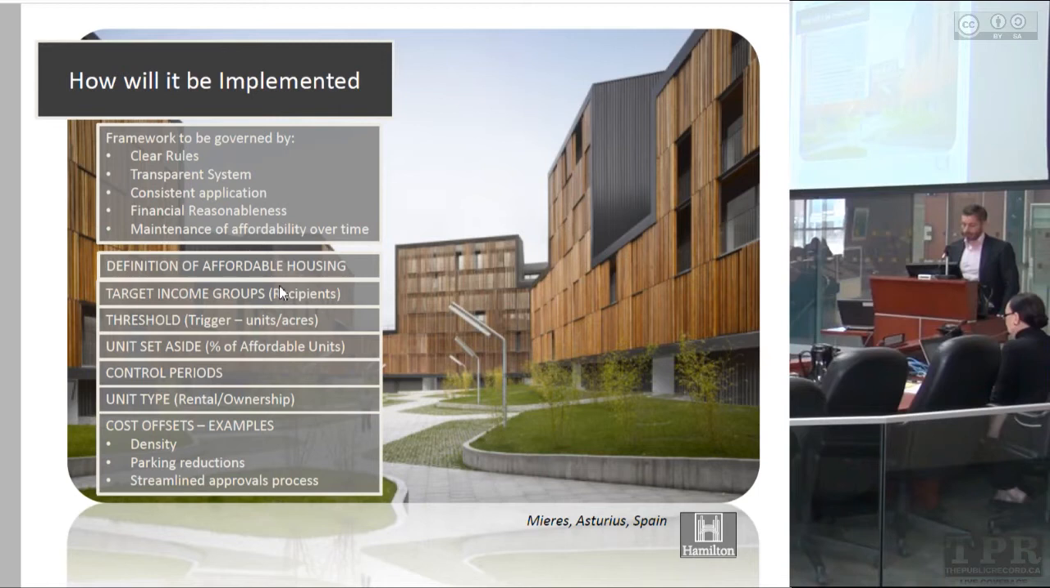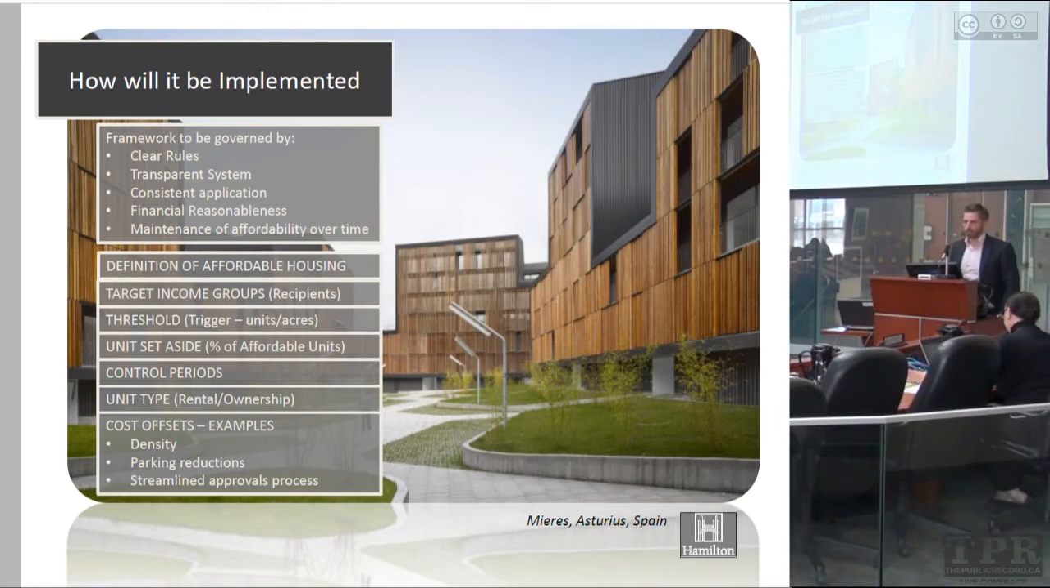One of the main talking points, particularly for Hamilton, will be the threshold. At what point is inclusionary zoning triggered? I know back in the UK, it was anything over 10 units was 10% affordable housing. Obviously, that threshold has to really reflect the housing market and how robust that housing market is to accommodate the threshold. You are going to see vast differences in how Toronto implements the threshold and the units set aside compared to Hamilton. There's also this aspect of control periods.